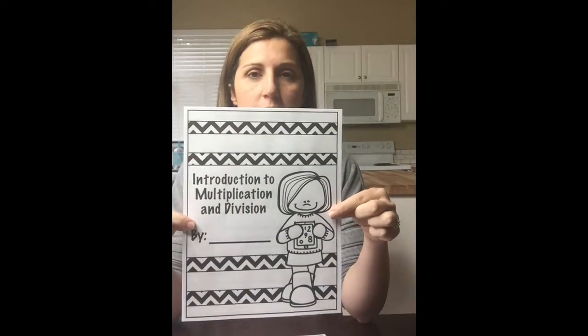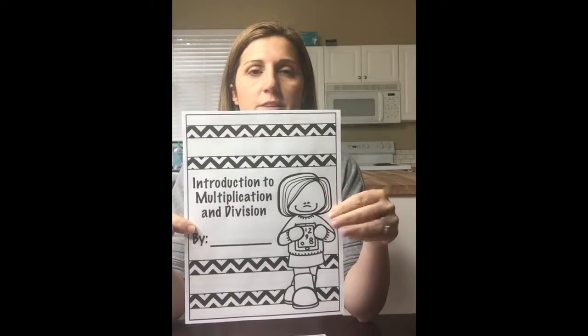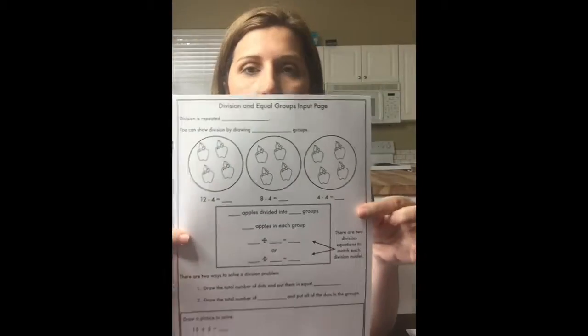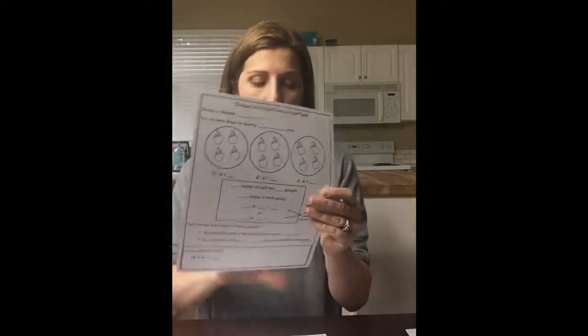Hi everyone, today I'm going to work with you to complete division and equal groups in your workbook. Remember, your workbook looks like this: Introduction to Multiplication and Division. This picture might be different, but it should look like this overall. The page we're working on today, Division and Equal Groups input page. If you don't have it in front of you right now, pause the video and go get it.